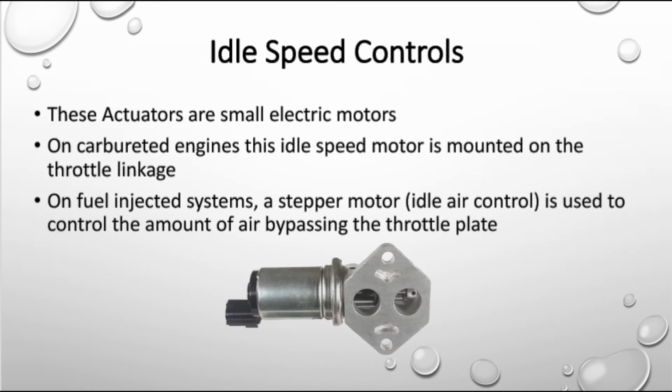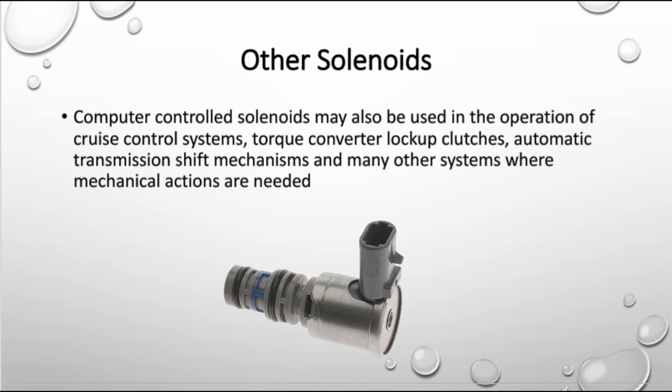Idle speed controls. These actuators are small electric motors. On carbureted engines, this idle speed motor is mounted on the throttle linkage. On fuel-injected systems, a stepper motor, sometimes called an idle control valve, is used to control the amount of air bypassing the throttle plate.